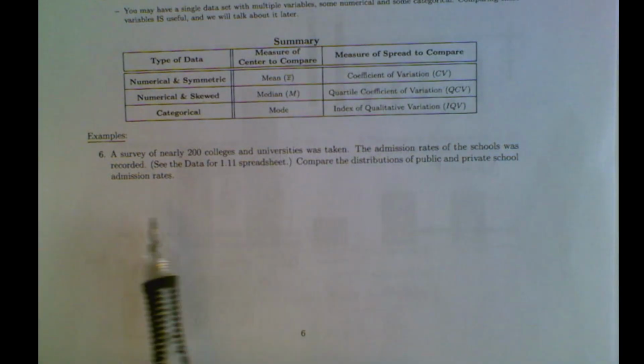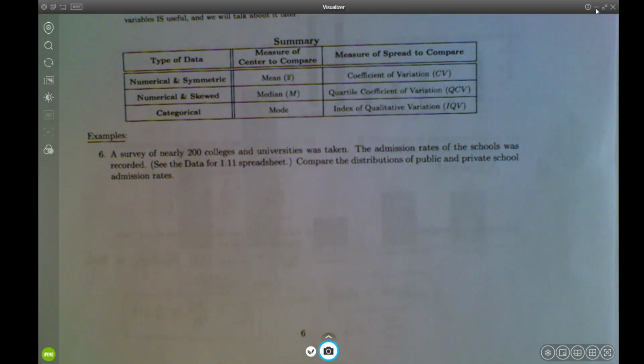Number 6 here says, a survey of nearly 200 colleges and universities was taken. The admission rates of the schools were recorded. And I'm not giving the data here because there were 200 and I wasn't about to write them all down in this space. But they're recorded there in the spreadsheet, so we'll take a look at them. We're asked to compare the distributions of public and private school admission rates.